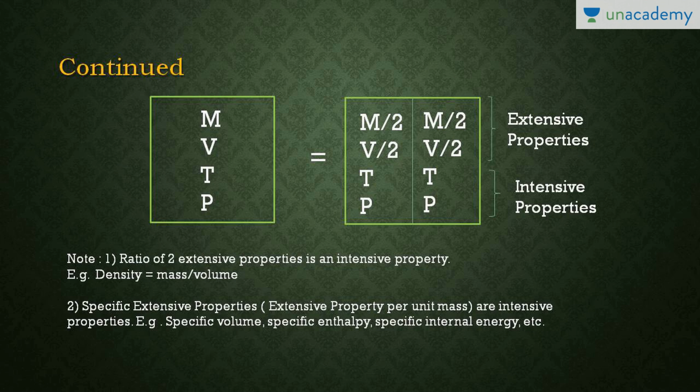For example, this is an enclosed volume. These are the four properties. You have divided this enclosed room into two parts, right? Mass will divide into half, m by 2, right?